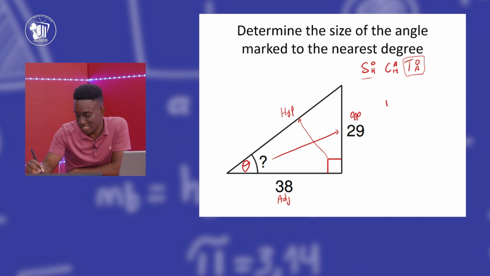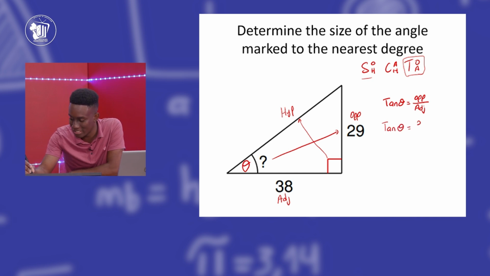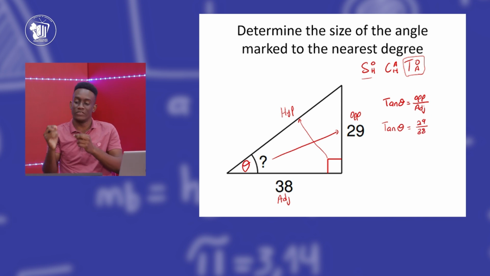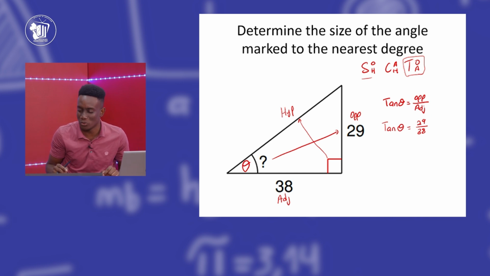So this will be tan theta is equal to the opposite over the adjacent. So tan theta in this case, the one that we want to find, is equal to the opposite, which is 29, over the adjacent, which is 38. So once again, we can divide 29 by 38, but for me, I'll leave it just as the fraction because it's easier to work it out like that.